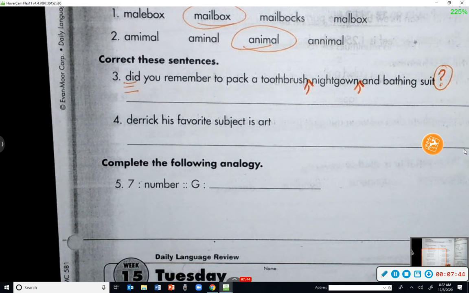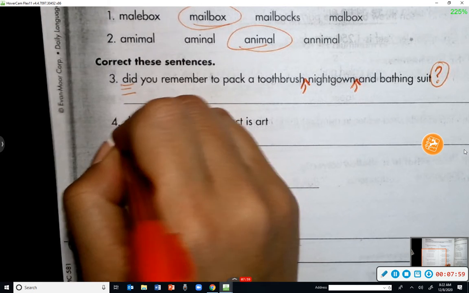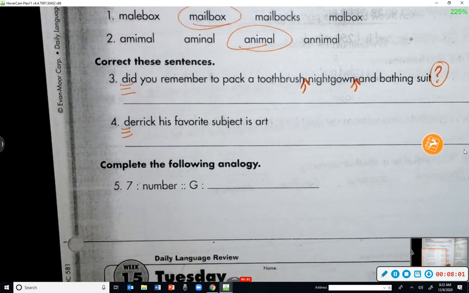Okay, what's the very first? Remember, we're going in order, so don't skip to the end and tell me it needs a period. That's the very last thing. We're going in order. Capital. Capital for Derek. Good. Because it's a name and because it's the beginning of the sentence.